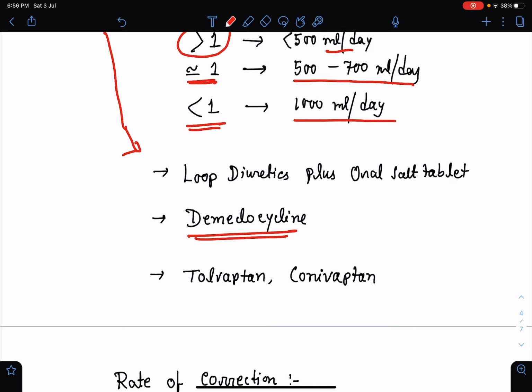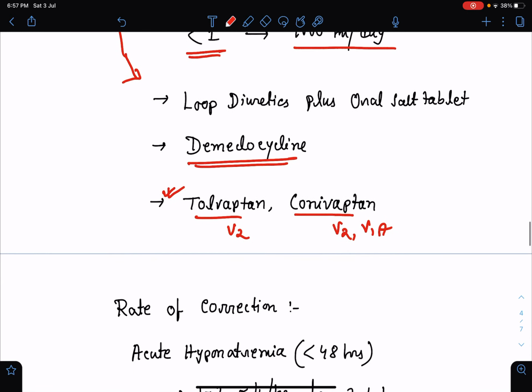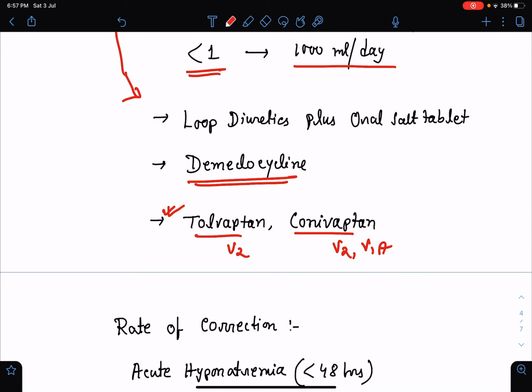And there are drugs approved by the FDA, that is tolvaptan and conivaptan. They are vasopressin receptor antagonists, so they promote water diuresis and can also be used. Tolvaptan is a V2 receptor antagonist. Conivaptan is a V2 and V1A receptor antagonist. Conivaptan is available in IV formulation, and tolvaptan is available in oral formulation, which we usually use. Tolvaptan can be used for up to 1 to 2 months. Conivaptan should not be used for more than a few days, maybe 4 or 5 days.